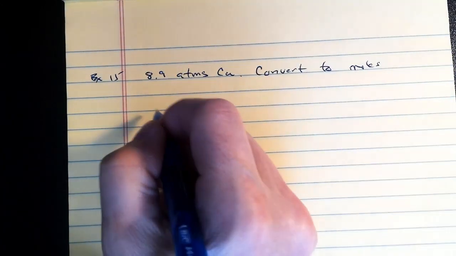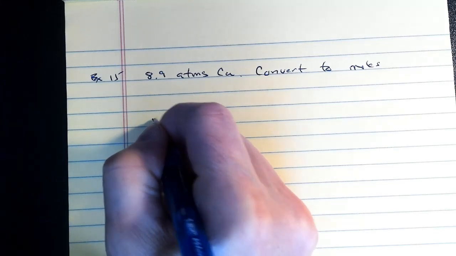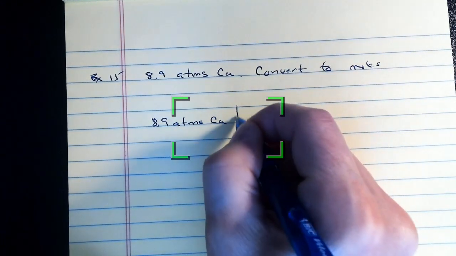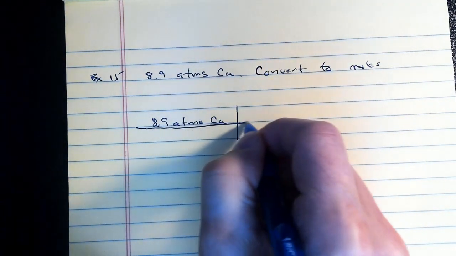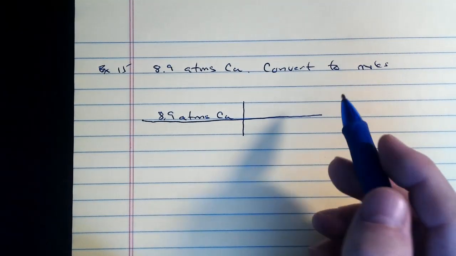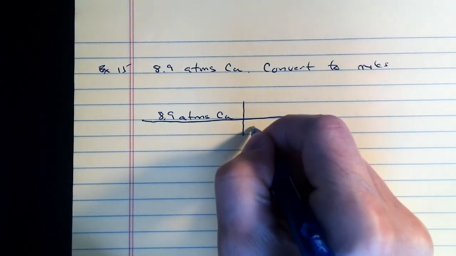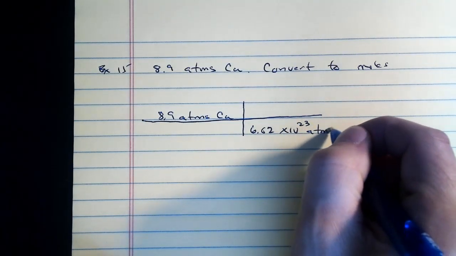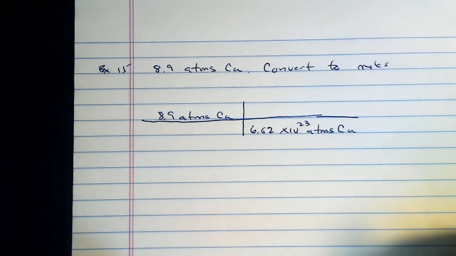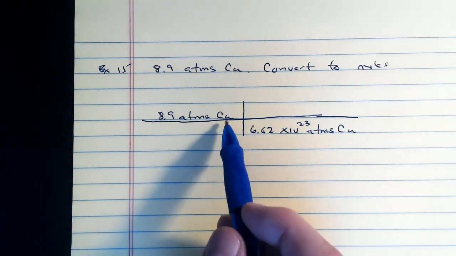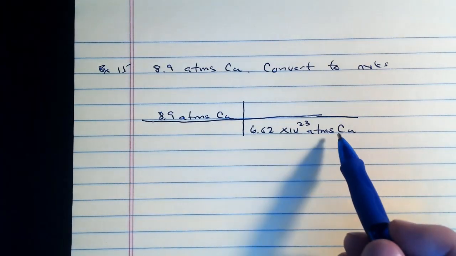Okay, so what we're going to do, we'll put our 8.9 atoms of copper. This time you have to have the same unit on the bottom of that first step. So we're going to put Avogadro's number down here, 6.02 times 10 to the 23 atoms of copper. Why do we put it down there? Because of the unit that we have up here to start with. We have atoms of Cu, copper, to start with, so you have to have the same unit in the bottom of that first step right here.